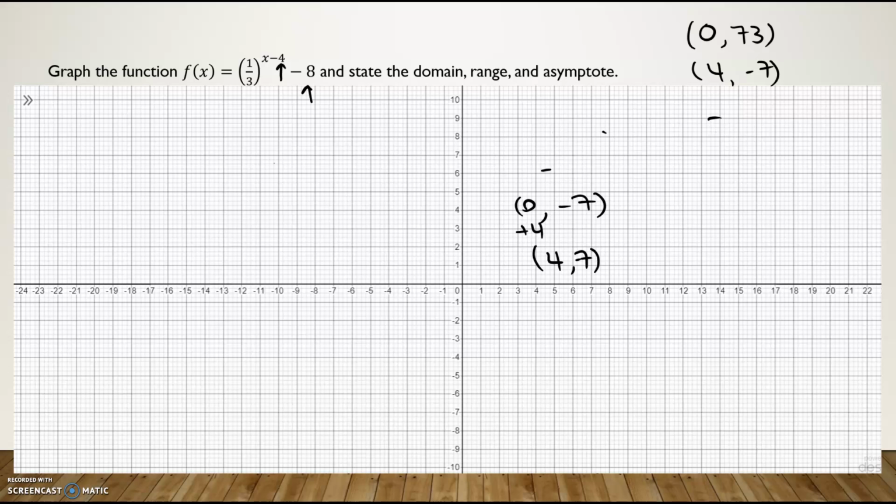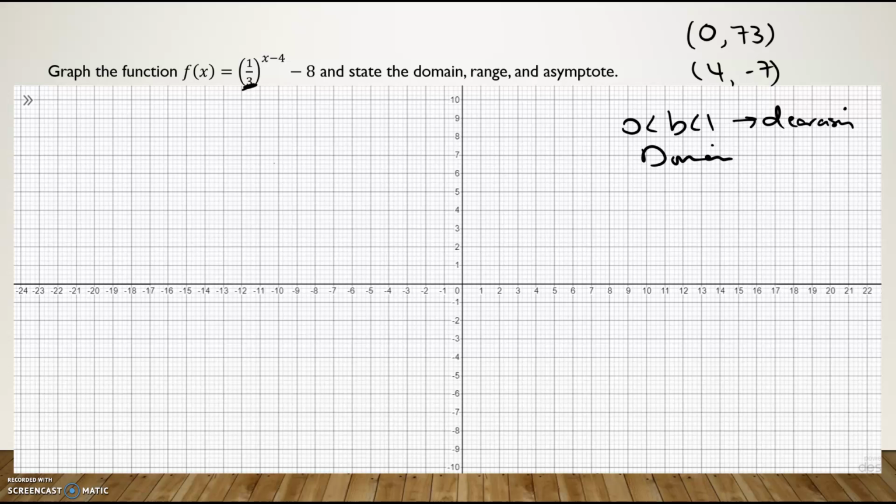Okay, now let's look at B. B is between 0 and 1, because B is 1/3, so we have a decreasing function. Okay, let's look at the domain. We'll go ahead and look at the domain, which we already know is from -infinity to +infinity. That doesn't change. The range is going to be from -8 to infinity.